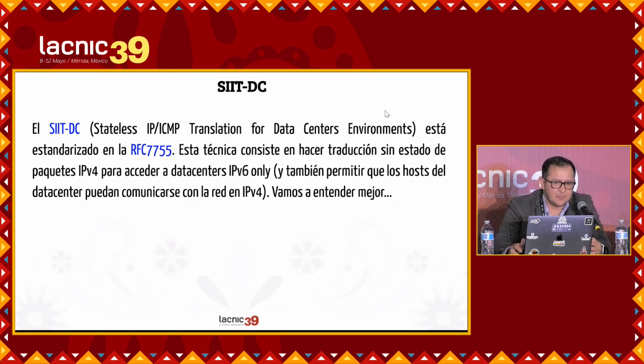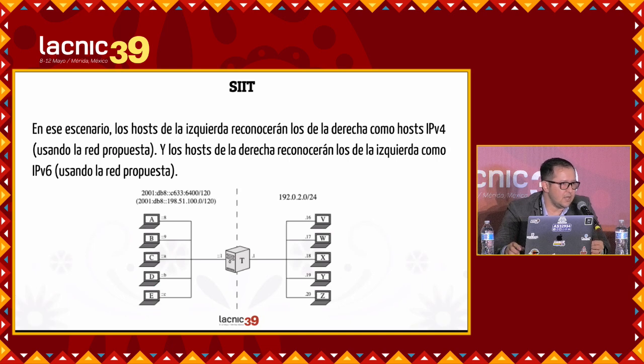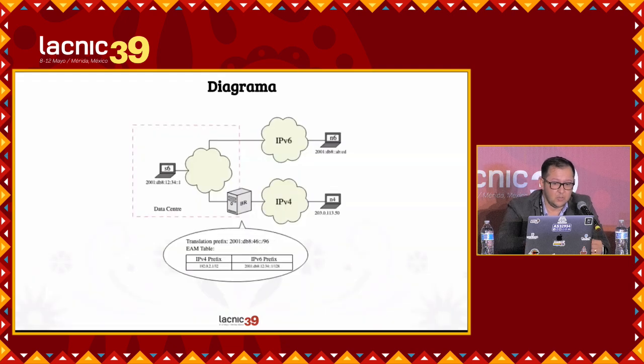So, speaking of SIIT for data centers, this is standardized by RFC 7755, and it does the same that we saw for SIIT, only that it's an implementation focused on the concept of data centers. In the previous scenario, we can use local networks, business networks, and everything works. In the concept of data center, we're going to have a connectivity like this. In that chart, we have the server of the data center, the virtual machine that is executing a web server, for instance, and it has only an IPv6. It has external connectivity to the internet in IPv6, but it has absolutely no IPv4.